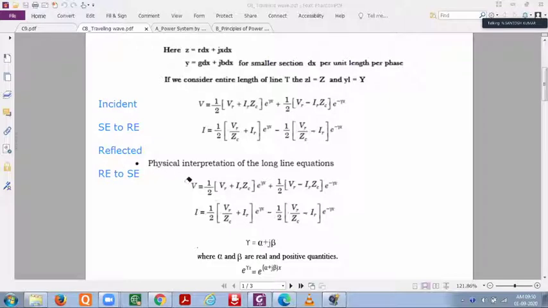Is that clear, please? Is that clear? Still any doubt? Yes, sir. Make a note of this point.